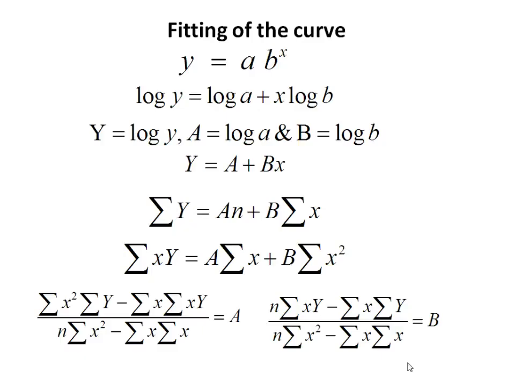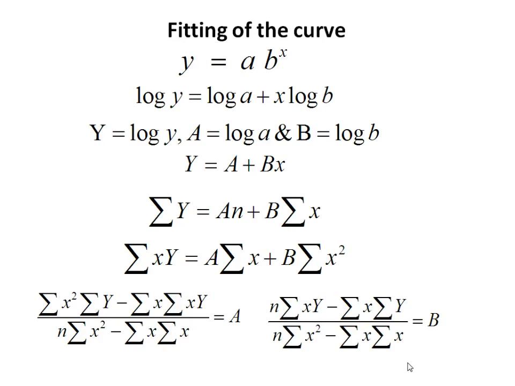Now fitting of the curve of the type y is equal to a into b to the power x. Again, it is converted into a linear equation by taking log on both sides, so that we get the equation Y is equal to A plus B into x. The normal equations are summation Y equal to An plus B summation x. Summation xY is equal to A summation x plus B into summation x square, and n is the total number of values for x, and the values obtained for a and b from the above equations.